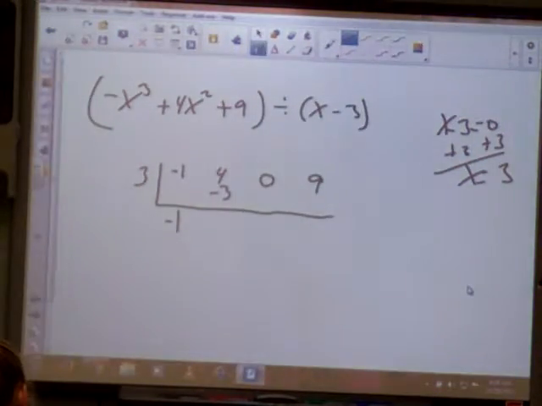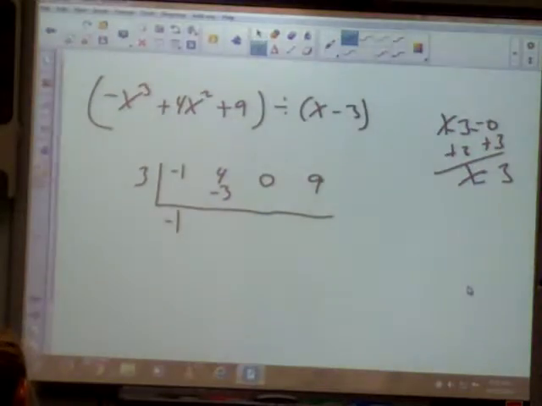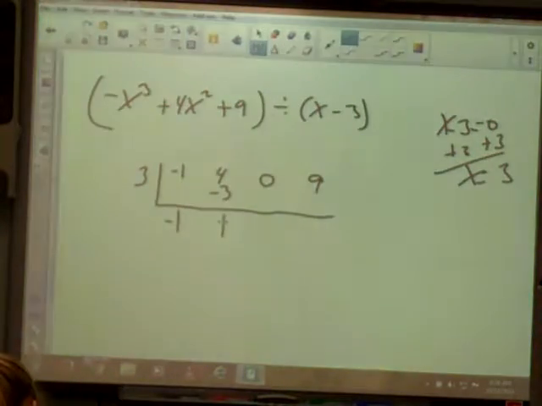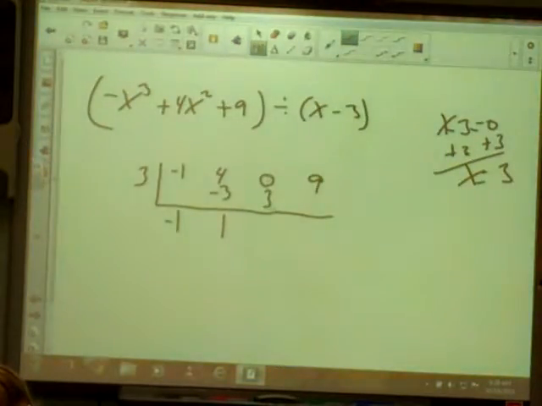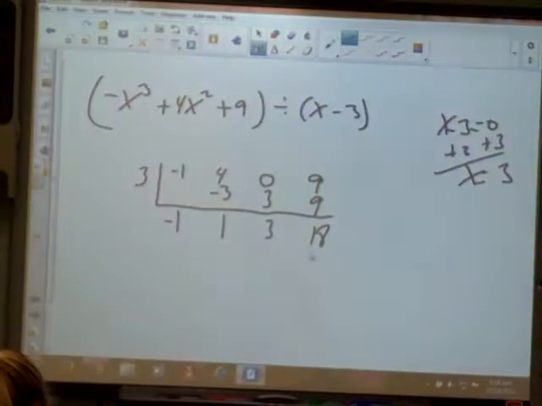Are you always going to add? Yes, it's always multiply, add. Alright, so I got negative 1 times 3 is negative 3, and I put that in the next spot, and then I add. 4 plus negative 3 is 1. So now I got a new number outside. 1 times 3 is 3. So I put that in the next spot to add. 0 plus 3. Now I got a new number here to multiply. 3 times 3 is 9. Put that in the next spot and add. 18. Okay, so these are the coefficients of my answer.